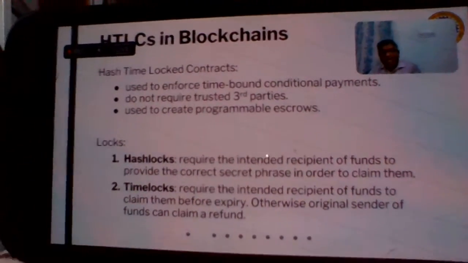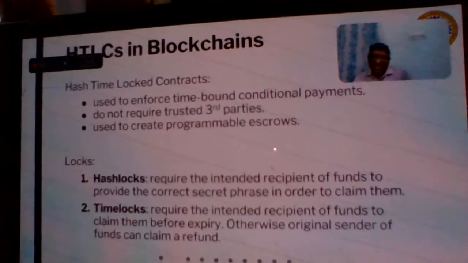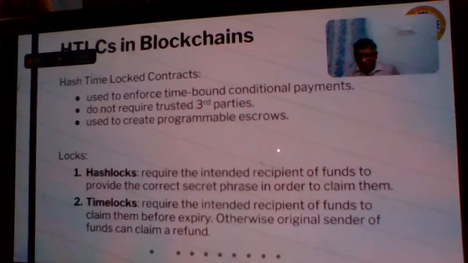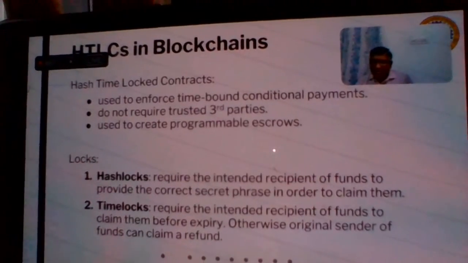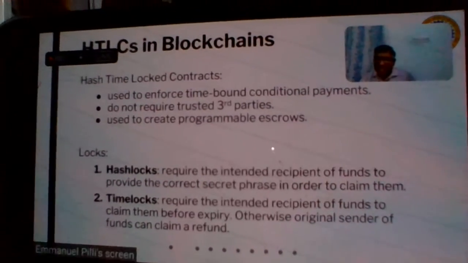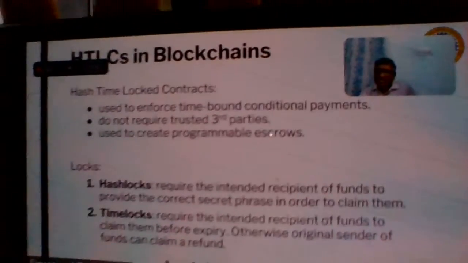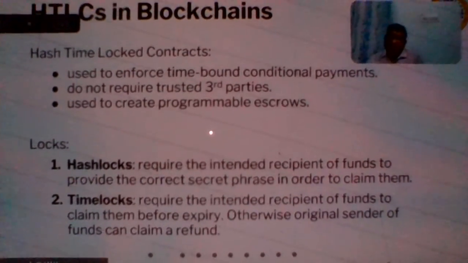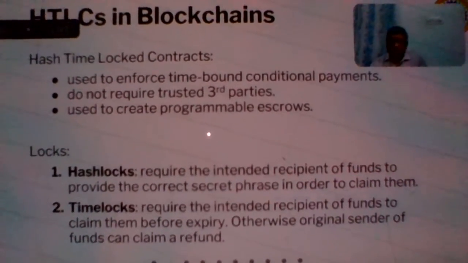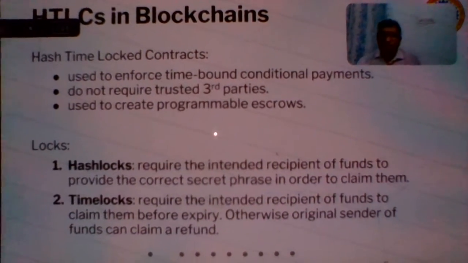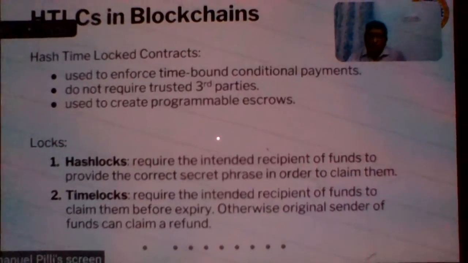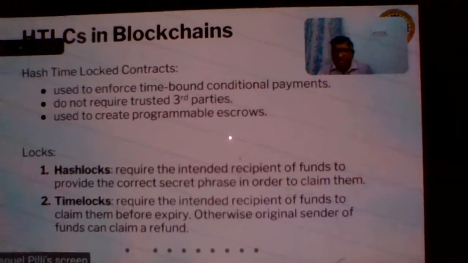If you don't want to use that, then you can use your own HTLC scripts, or you can write the script and those things that you can do. So there are these locks, HTLC, that is hash and time locks. Two types of locks are there, hash locks and time locks. A hash lock basically requires the intended recipient of funds to provide the correct secret phrase in order to claim them. So that's the first case, used to enforce that the intended recipient of funds provides the correct secret phrase in order to claim them.